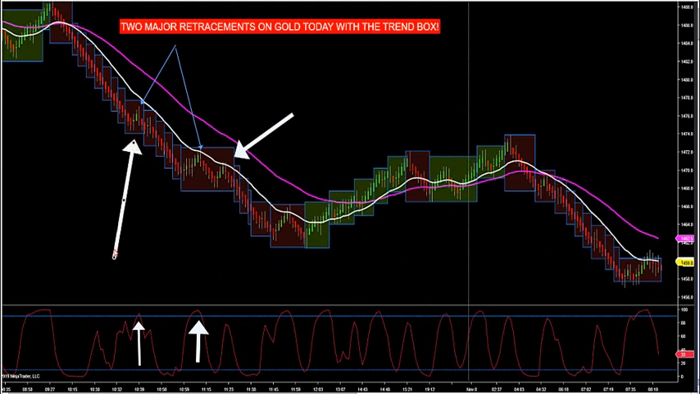Right there is your trend boxes. Speed bars are coming down. Look at the speed. Speed bars. There's your retracement. There's your negative market delta.